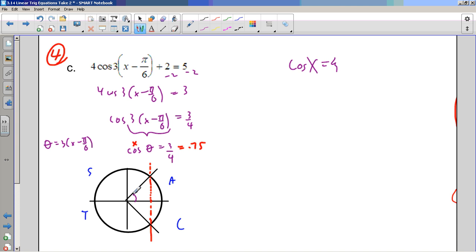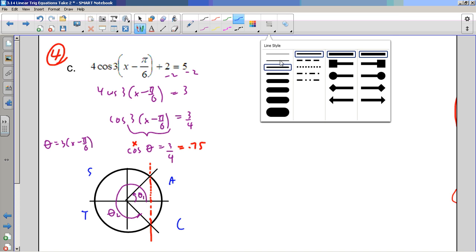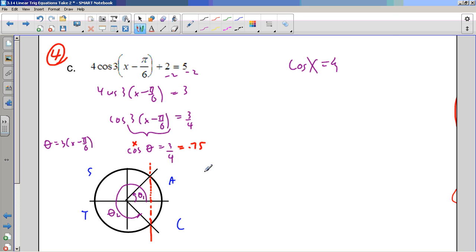This is theta 1. All the way around is theta 2. And now, how do I actually get what one of these is? This is when I use my calculator. Diagram, now I'm going to use my calculator. And I have to think about what my calculator gives me, actually. So here's my calculator step.